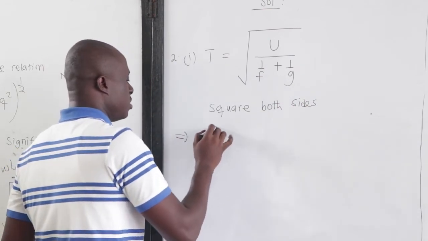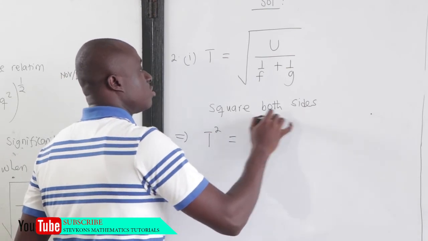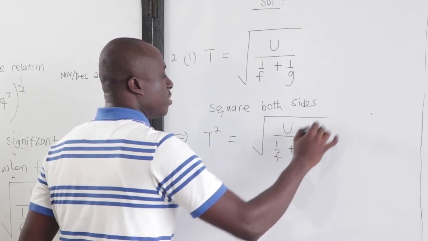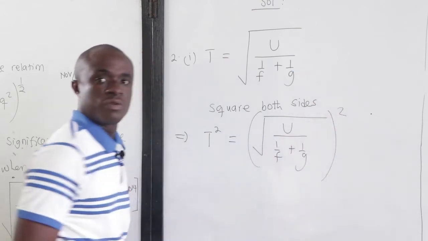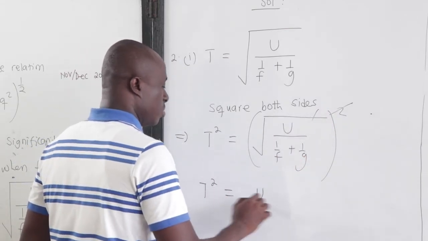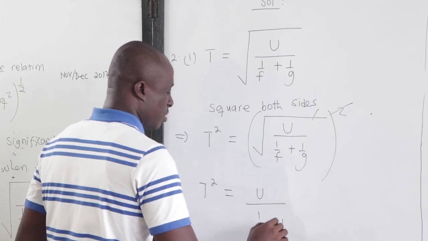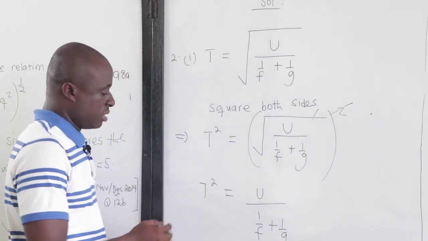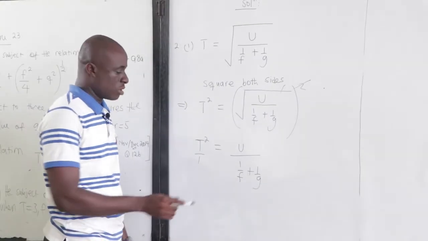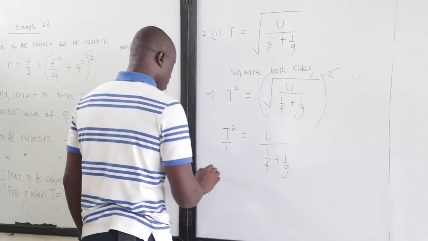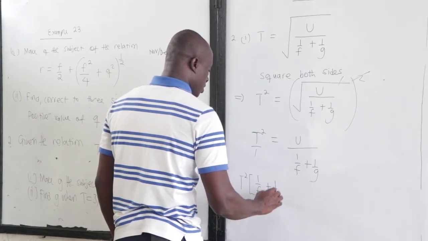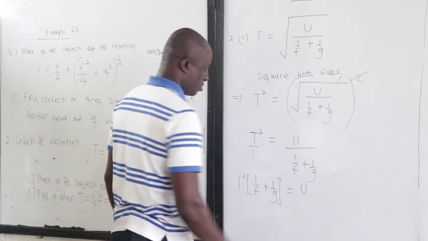And this implies we have t squared equal to square root of u all over 1 over f plus 1 over j. We have to square both sides. So this will cancel that. So what do you have? T squared equal to u all over 1 over f plus 1 over j. Now what can we see here? This is over 1. T squared over 1 is the same as t squared. From here, what can we do? We can cross multiply. So we have t squared times 1 over f plus 1 over j equal to u.